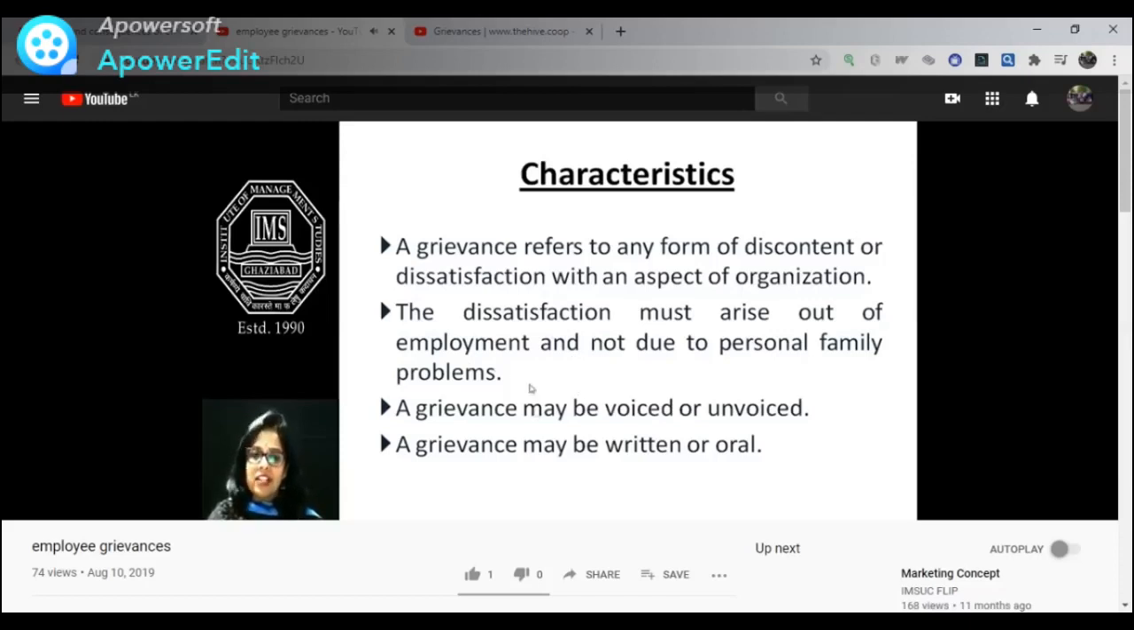If you are feeling dissatisfied in your life or at your workplace due to your family problems, that is not a grievance. A grievance is counted only if the dissatisfaction comes from your employment. Grievance may be voiced or unvoiced, meaning told or untold. Grievance may be written or oral. If a grievance is communicated in a written way, it is also considered. If it is not orally communicated, it also comes into the category of grievance.